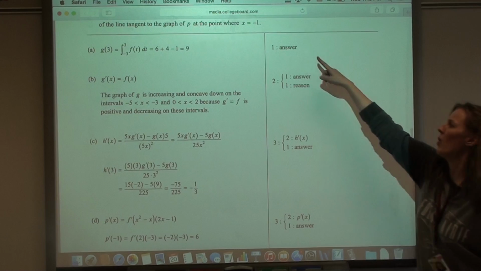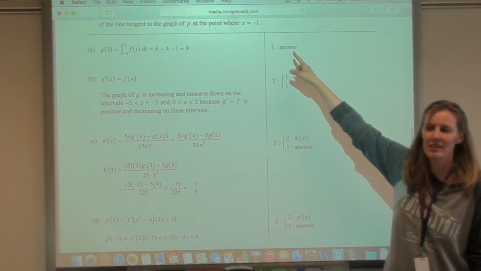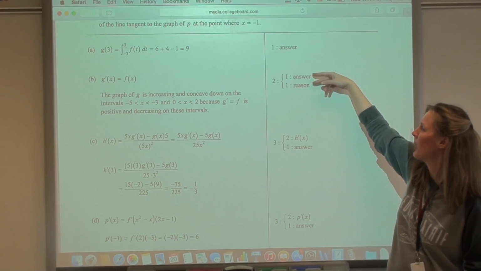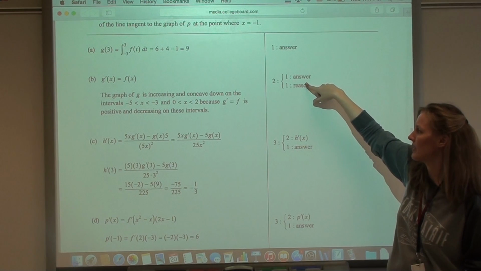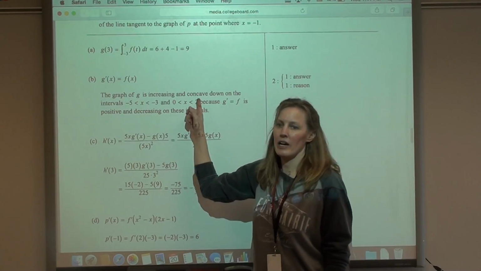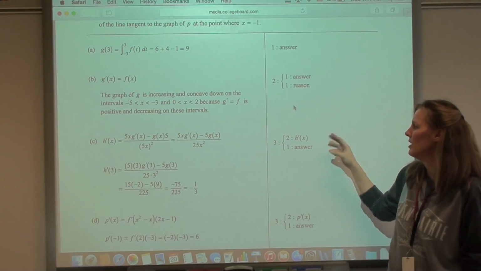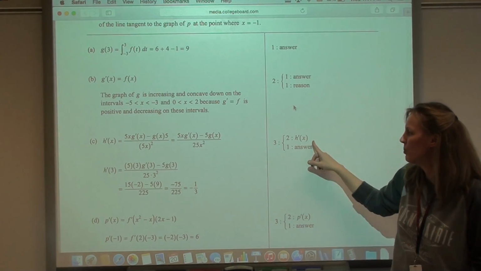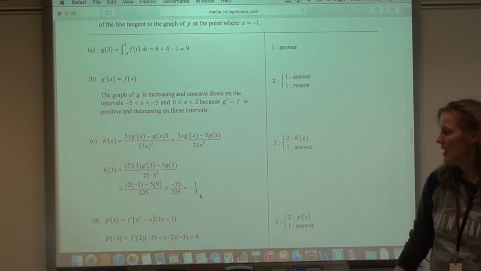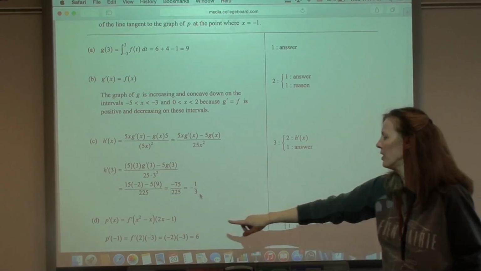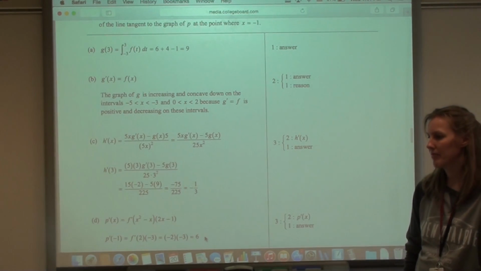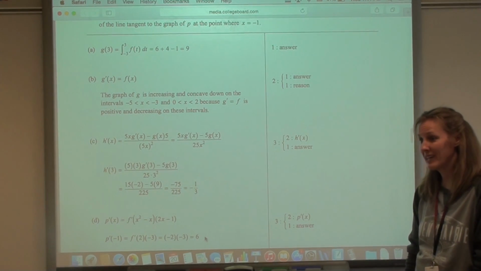Okay, first answer, 1 point. I haven't looked at these yet today, so this is the first time I've checked. 1 point for part A, 2 points for part B: 1 point for the answer, a point for the reason. The right answer would be the interval, right? The answer is both intervals together. Part C, 3 points: 2 points just for finding H prime, and then a point for plugging in the 3. And then the last part, 3 points: 2 points for finding P prime, and then a point for plugging in the negative. You get 2 points just for doing the derivative? I know, isn't that nice?